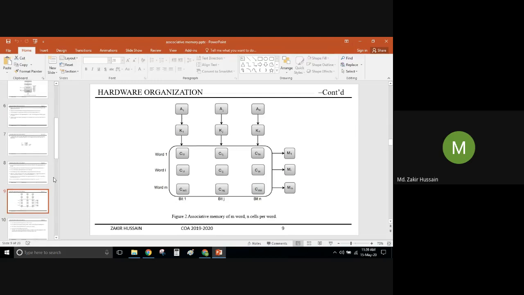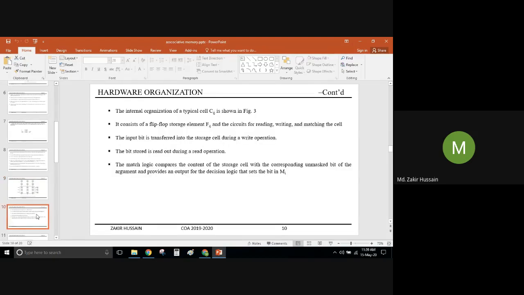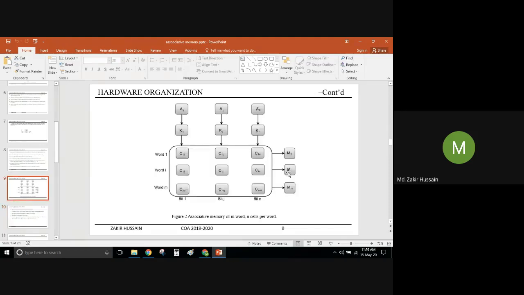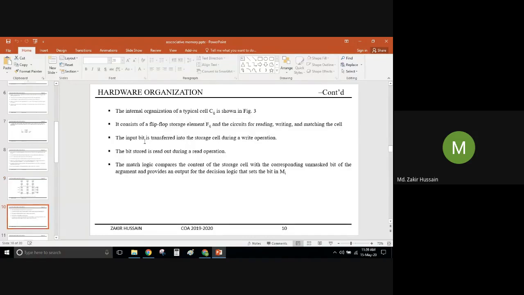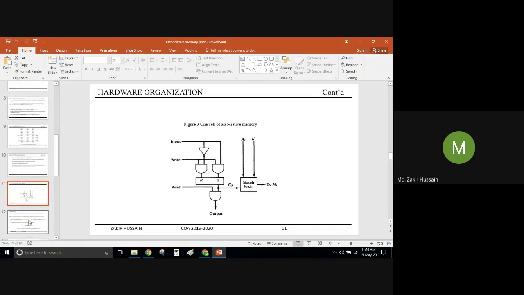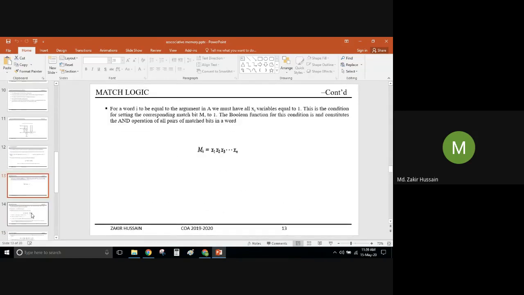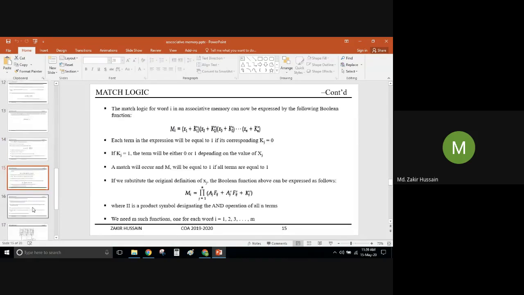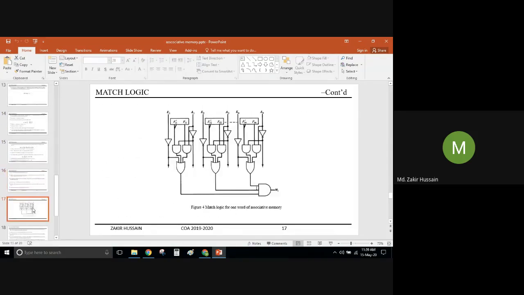Now the third question: write about match logic in the associative memory, explaining how the match logic works. In that case, from the 10th slide onwards, these 8 slides cover match logic. This will also come for 6 marks or more, minimum 6, maximum 10, possibly.